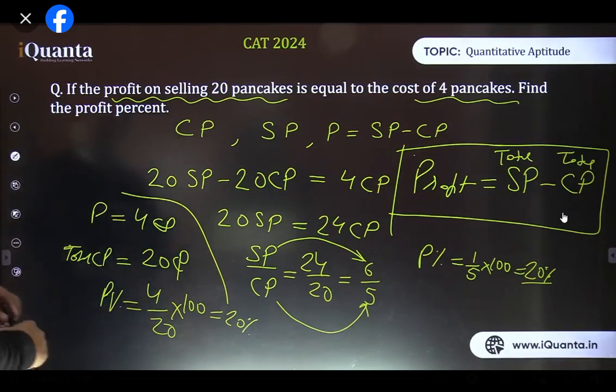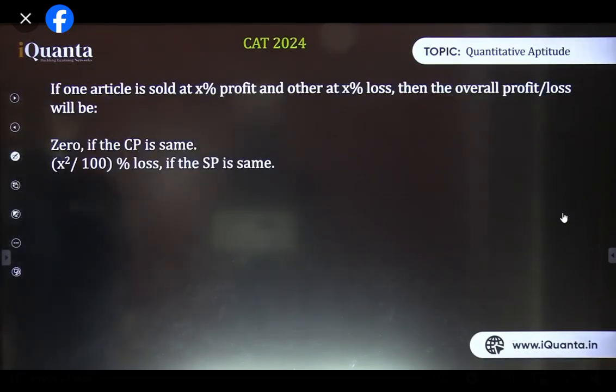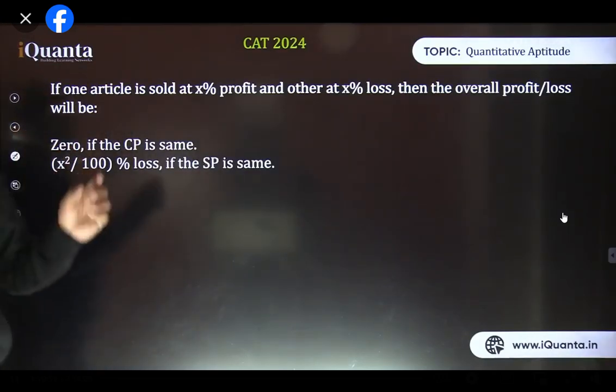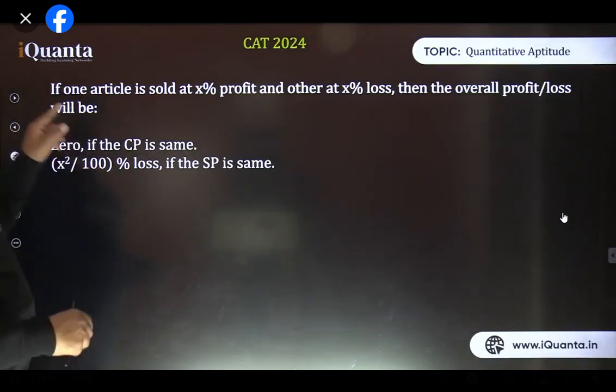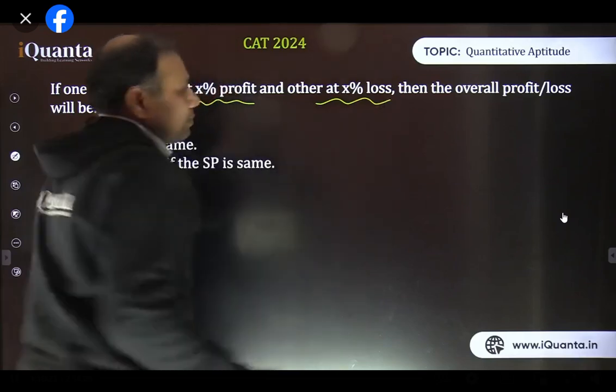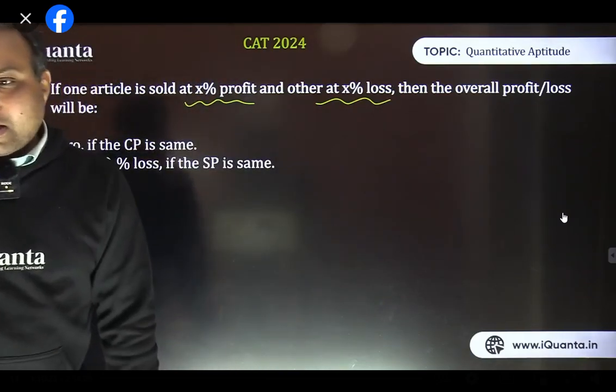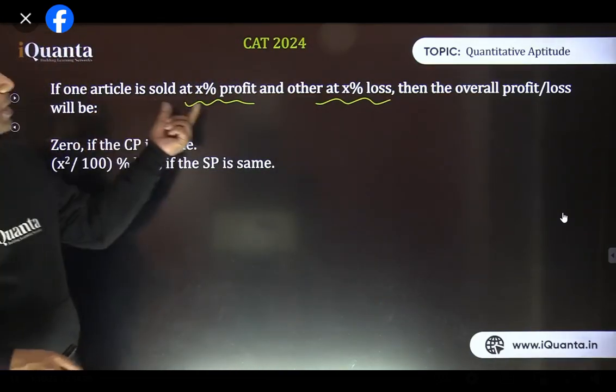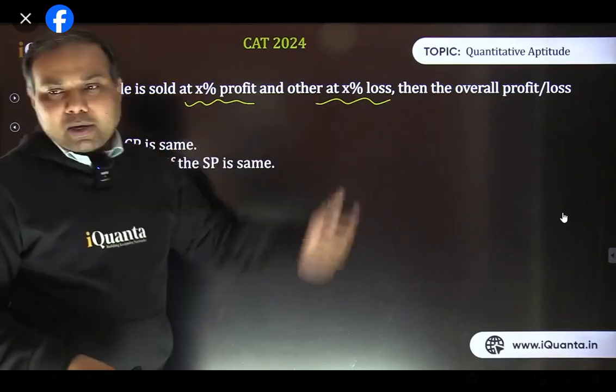Okay, let's move further now to the next question. Now, there is a small concept here. Please be attentive here. This is a different thing. If one article is sold at X% profit and other at X% loss. Till now we were selling only one article. Now there are more than one article. There are 2 articles. One is being sold at X% profit, other is being sold at X% loss.